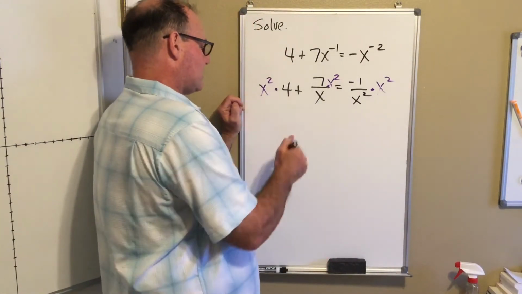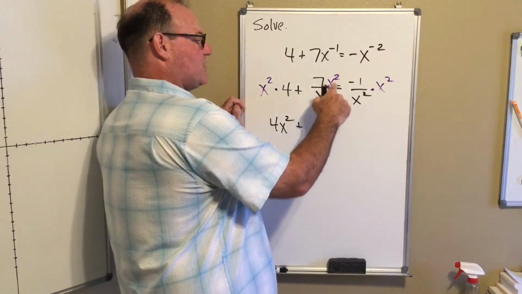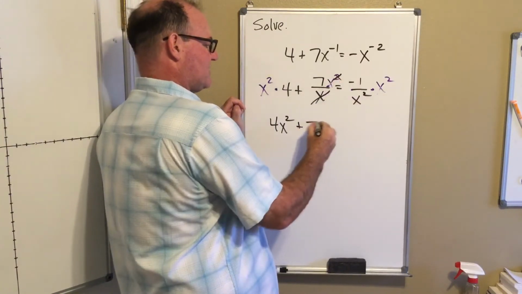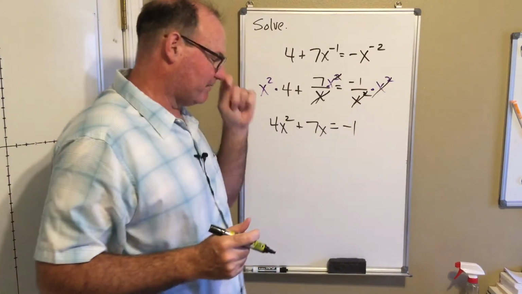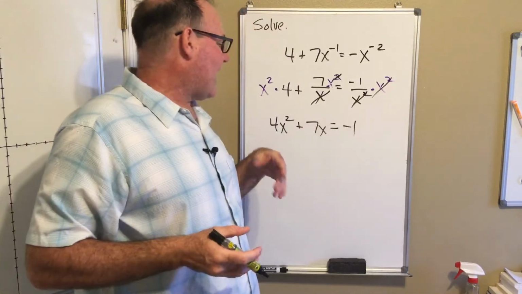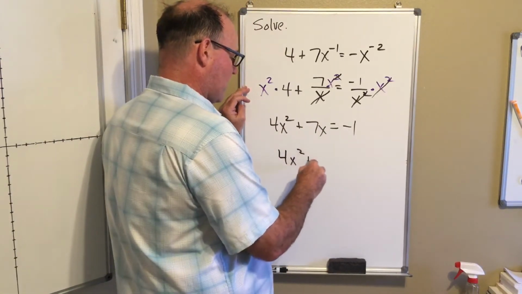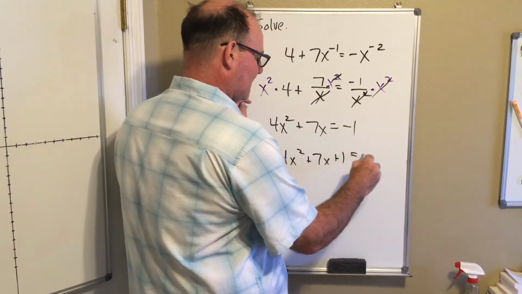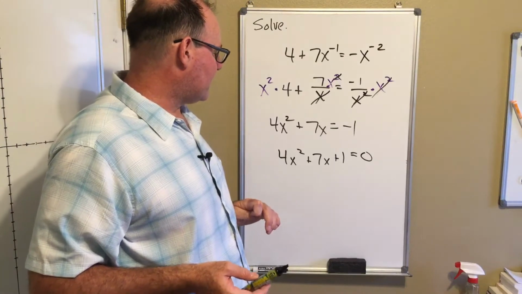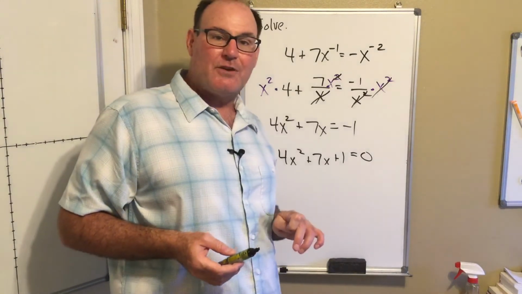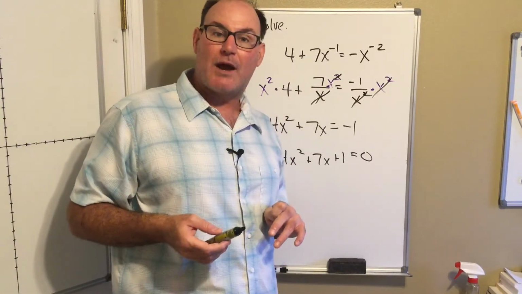So 4 times x squared is 4x squared, plus here, x squared divided by x leaves 7x. And then here the x squareds cancel, and I have -1. So once again, I have a quadratic equation. I'm going to get that all on the same side. 4x squared plus 7x plus 1 equals 0. At this point, I would factor if this problem was to factor. If it doesn't factor, like I'm pretty sure this one does not, then I'm going to use the quadratic formula.